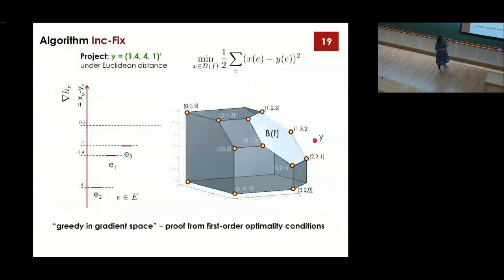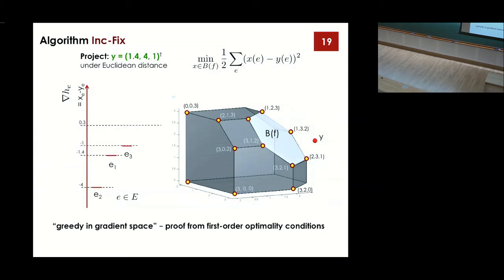All right, so now let me explain the algorithm to you that we came up with. And I really like this algorithm because it's super simple to state and it's quite easy to prove as well. I'm going to show it to you by picture. So here I'm projecting this point Y, which is 1.441, which is this red point here, right? And I'm projecting it to that shaded face, which is the base polytope that I showed you earlier, the convex hull of permutations.